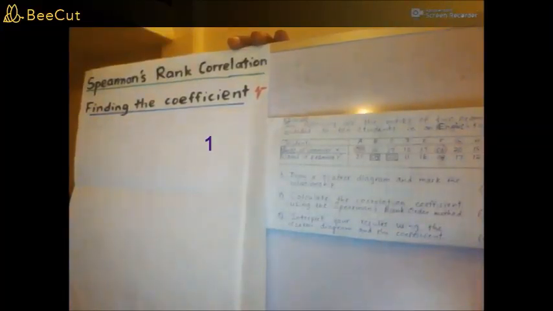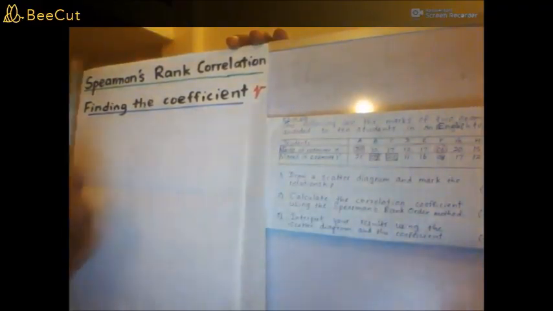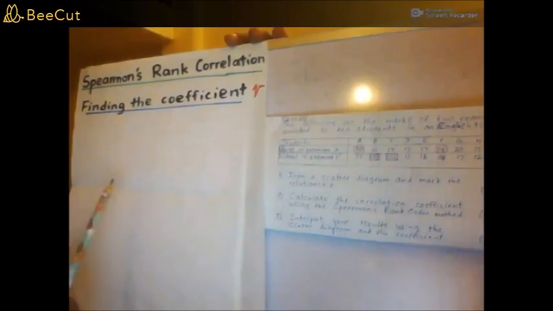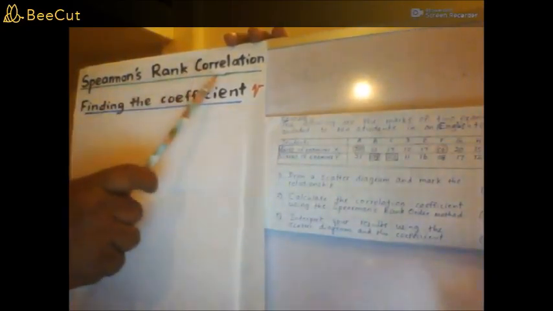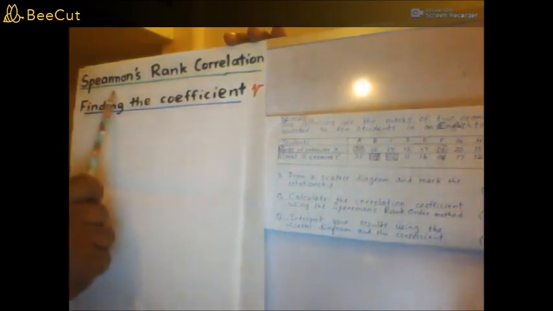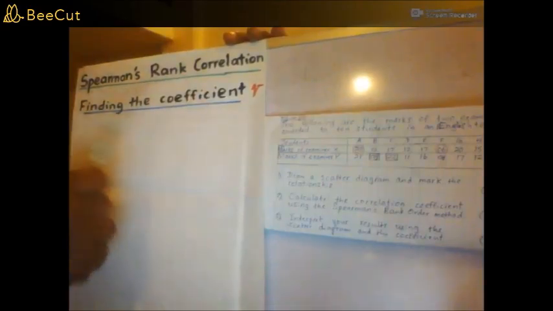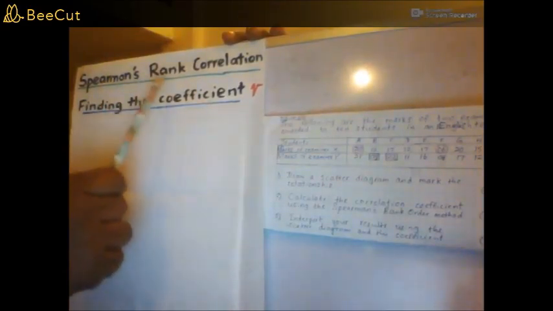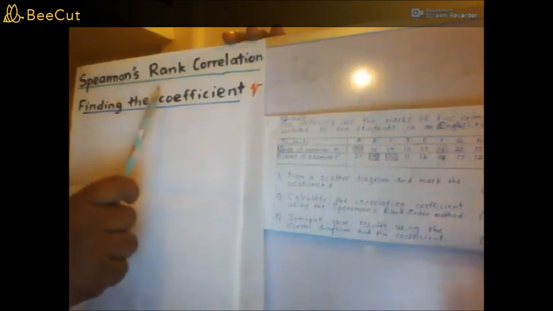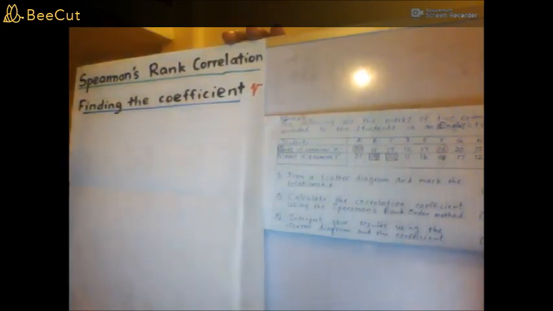Today's lesson is finding the correlation using the coefficient value. For this we are going to use the Spearman's rank correlation method. There's another name for this, Spearman's rank order method, or Spearman's rank order coefficient. All these refer to the same thing, right?